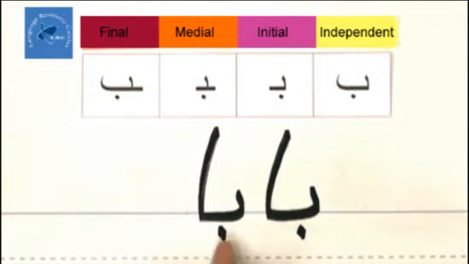Ba, ba. Pay attention that the aleph does not connect to the letter after it. That's why we keep the space here. Ba, ba.